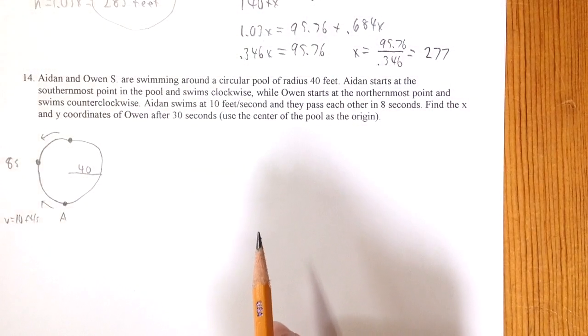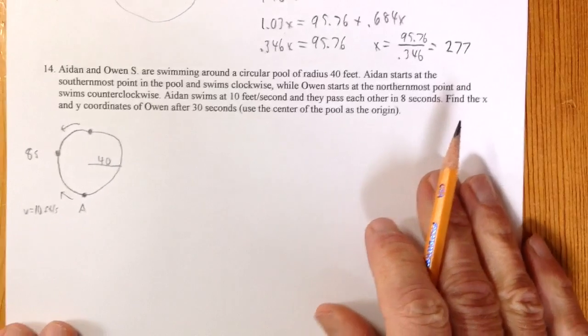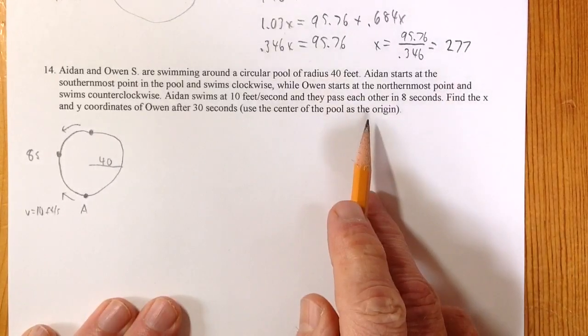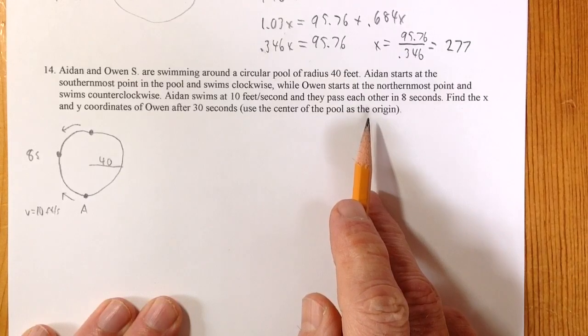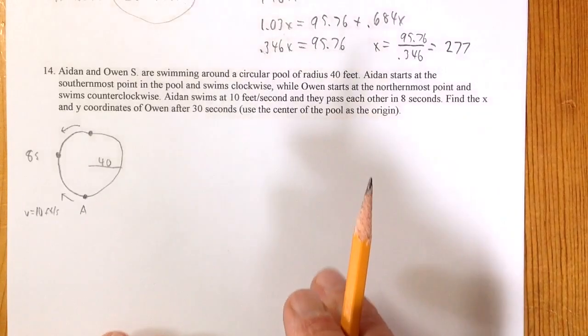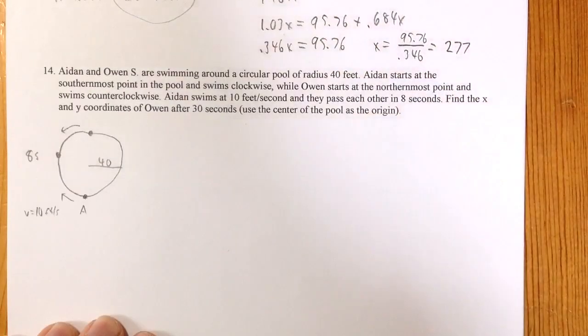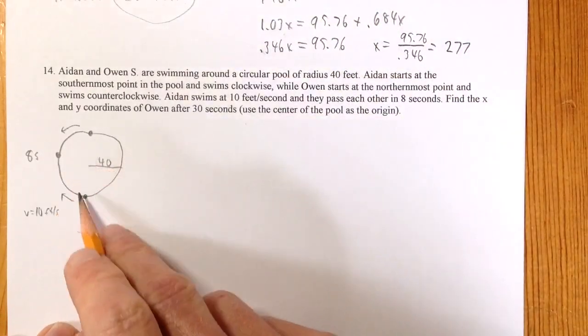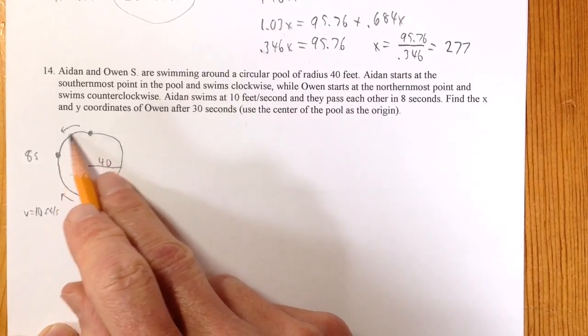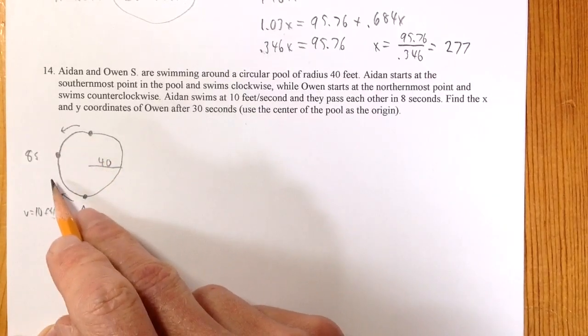Okay, so we're going to have to obviously do some math here. We want to find the x and y coordinates, which means we got to know omega and all that kind of stuff. We got to know everything for Owen. But if we know that they crash into each other in 8 seconds, we can figure out how far Owen goes by knowing how far Aiden goes.